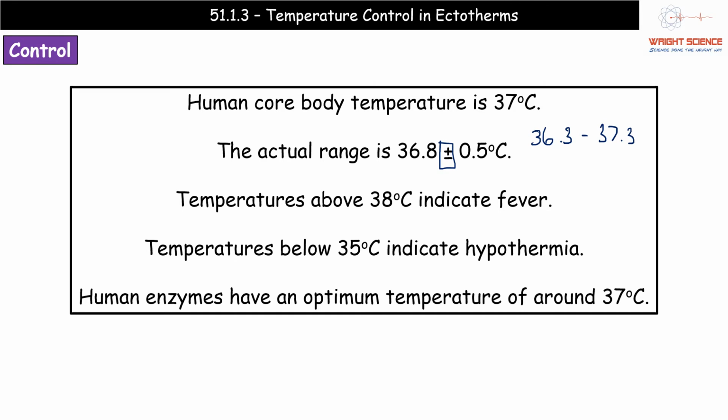If you've got a temperature above 38 degrees Celsius, that's indicative of a fever, and temperatures below 35 are hypothermia. So what we're really looking at here is above 38, below 35, generally not good. And the reason for that is that the enzymes in humans have an optimum temperature of around 37 degrees Celsius. So if we're going too low, they're obviously going to be reacting very slowly. If we go too high, there's the risk of them denaturing.